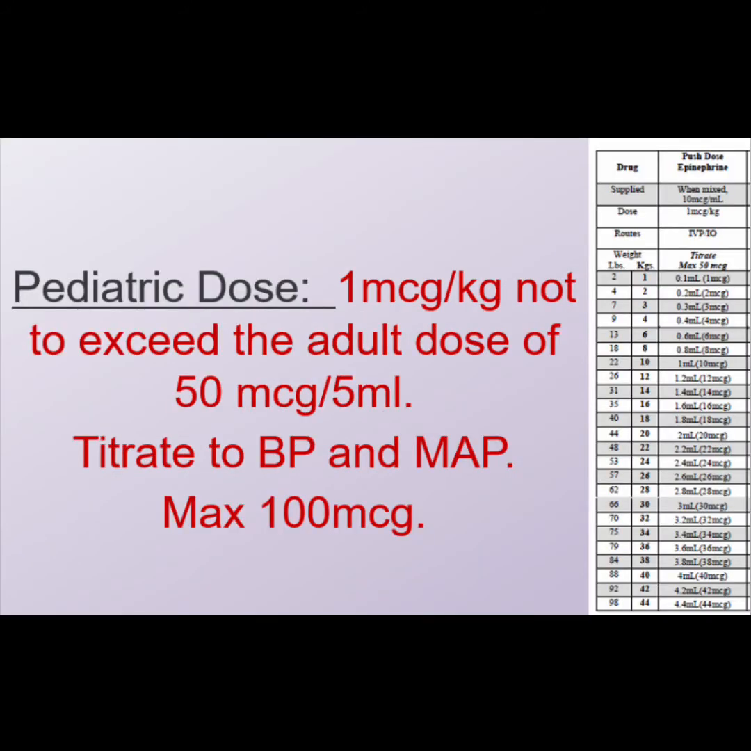Okay, so the pediatric dose is going to be 1 microgram per kilogram, not to exceed the adult dose of 50 micrograms. We're going to titrate to blood pressure and MAP again, and there is a max of 100 micrograms for this dose as well. Something that's going to help you out in the field is utilizing this drug reference that's located in the back of your SOPs. What's nice about this is it has the pounds and kilograms on there, and it also lists the micrograms and the milliliters. So this is going to really help you when you're going to administer this to one of our little kiddos and figure out exactly what milliliter you need to draw up.